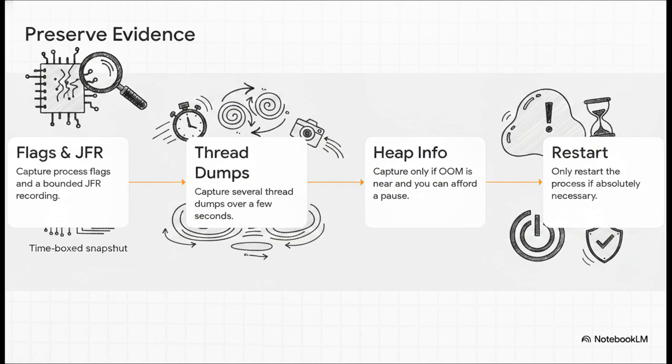Step 1. Capture your process flags in a bounded JDK Flight Recorder, or JFR recording. Think of this as a time-boxed snapshot of your JVM's behavior. Step 2. Capture several thread dumps using a tool like jcmd. Step 3. Only capture heavy heap information if an out-of-memory error is imminent and you can actually afford the pause it causes. And finally, Step 4. Only restart the process if it is absolutely 100% necessary to restore service.